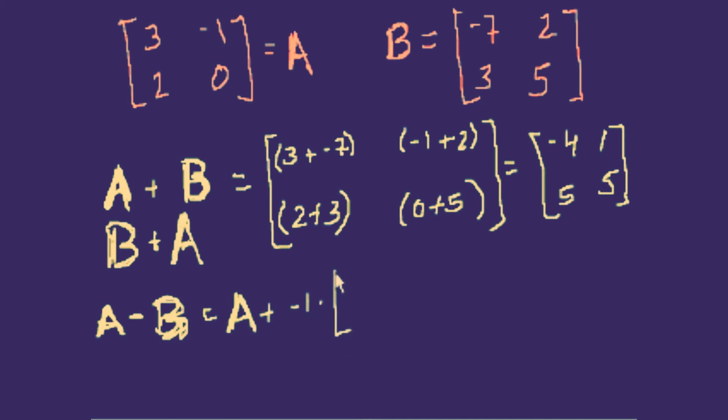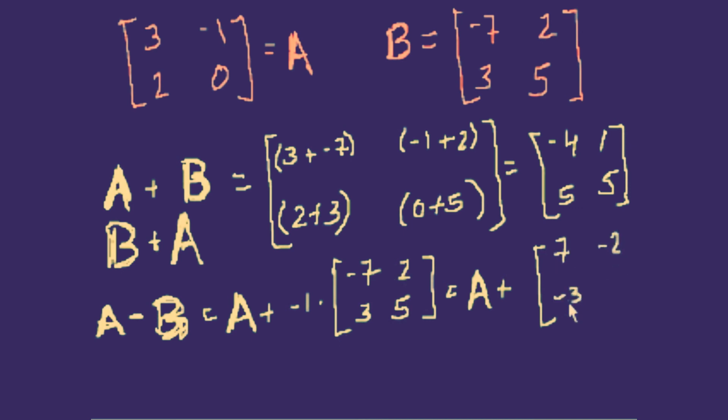And what's B? Well, B is minus 7, 2, 3, 5. And when you multiply a scalar, when you just multiply a number times a matrix, you just multiply that number times every one of its elements. So that equals matrix A plus the matrix. We just multiply this negative 1 times every element in here. So 7, minus 2, minus 3, and 5.